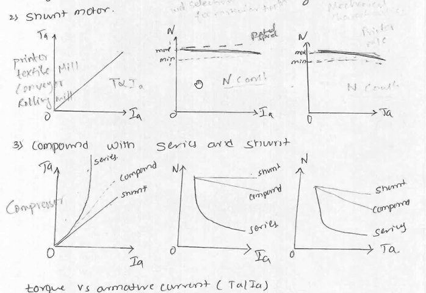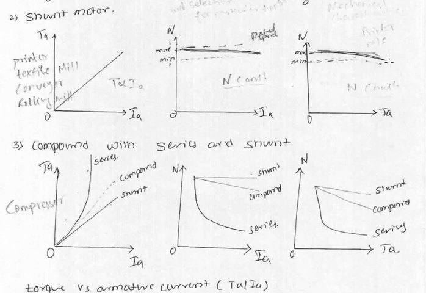And in case of a shunt motor, the series motor is a variable speed and the shunt motor is a constant speed. As the load increases on the armature, as armature current increases, the speed will remain almost the same, so almost constant. So you can call the shunt motor a constant speed motor. Similarly, you can see here, as the torque increases, the speed will be almost the same.